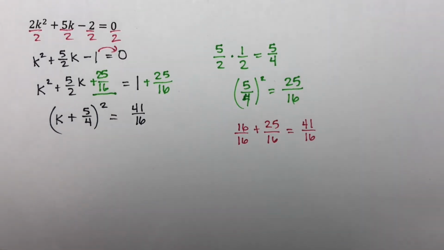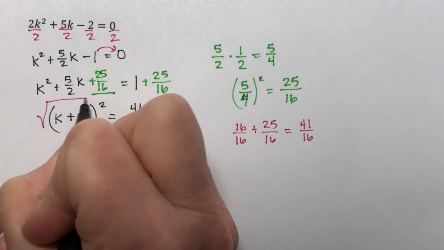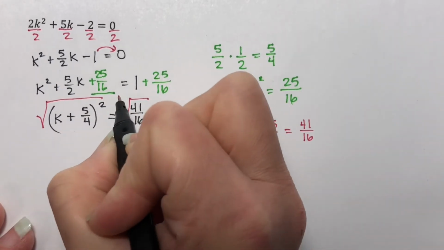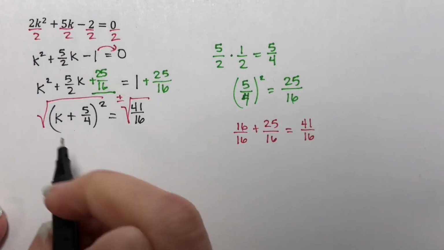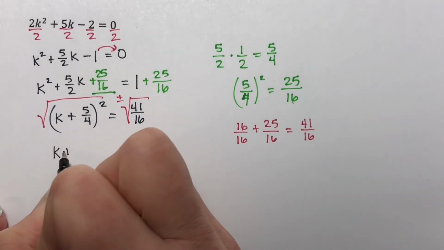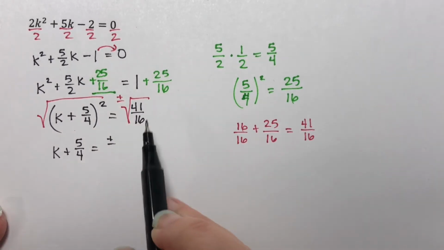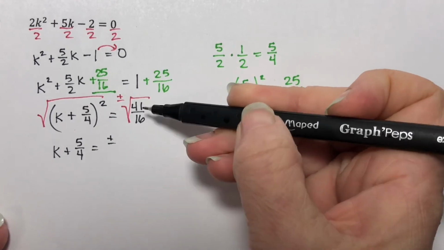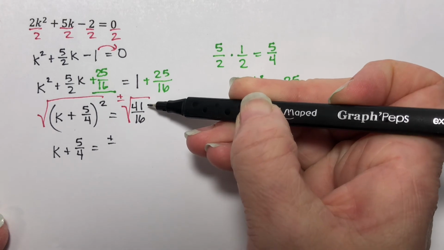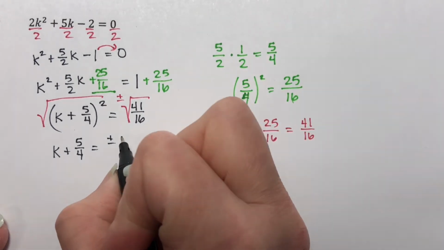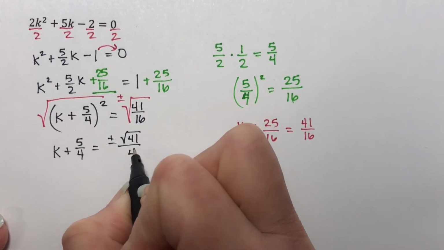Now I have something squared equal to a number. So I can take the square root of both sides, put the plus or minus here. So I get k plus 5/4 is equal to plus or minus. I'm going to think of this as two separate radicals. So I have the square root of 41 over the square root of 16. Well, the square root of 41 does not simplify at all, so I still have the square root of 41 in the top. But the square root of 16 is 4.